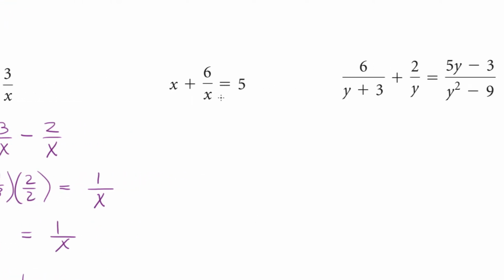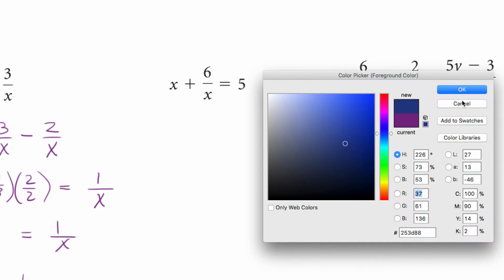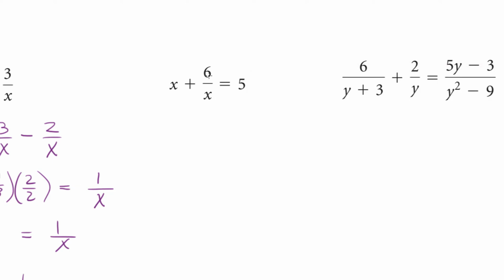So now you have x plus 6 over x equals 5. We still need a common denominator, and we still need to exclude the values in the denominator that will give you 0. In this case, x cannot be equal to 0. Now, what is the common denominator between x and 6 over x? Well, we can make x into a fraction. Let's put a 1 in the denominator. Now you can see that the common denominator between 1 and x is x itself.